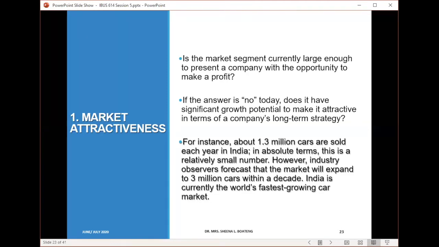Now, an example is the Indian market, right? About 1.3 million cars are sold each year in India in absolute terms. And this is a relatively small number considering the number of people who are in India. However, previously, India was behind China, which was the largest market for cars, right? But now they are slowly overtaking China, such that industry observers have forecasted that the market in India will expand to 3 million cars within the decade.